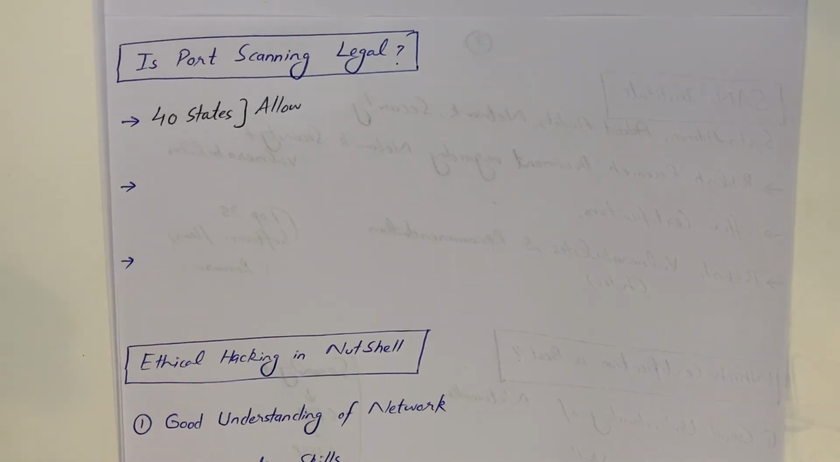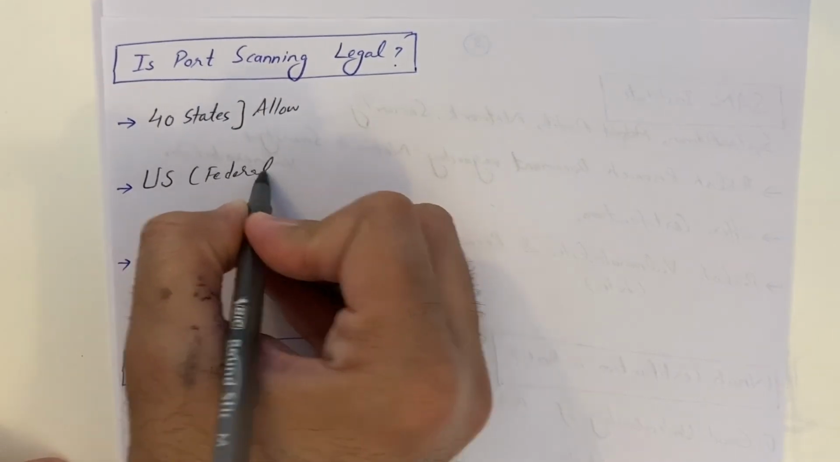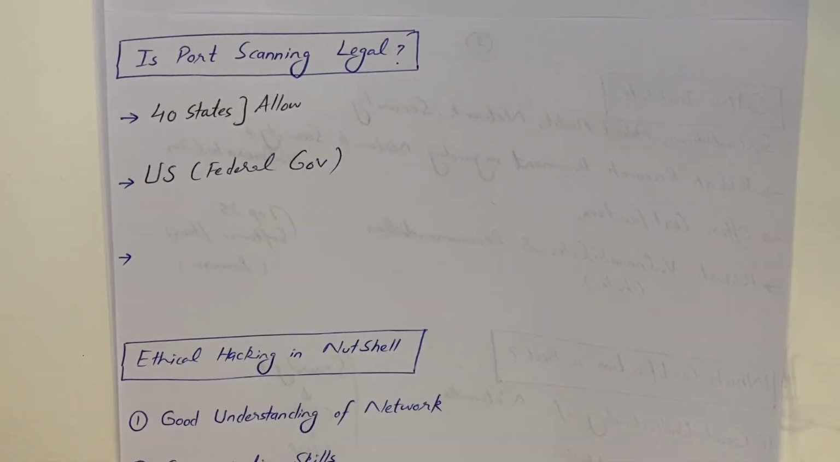For example, if you travel from New York to New Jersey, just cross the George Washington Bridge, and you will enter New Jersey's laws, which are different. Their laws don't allow anybody in New Jersey to do port scanning on servers located in New Jersey. It varies from state to state, but in 40 states in the US, most of the states allow it. Even the US federal government allows port scanning, because they think these kinds of infringements don't violate the US Constitution. But again, you have to stay abreast of that.